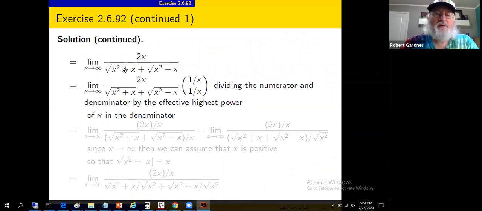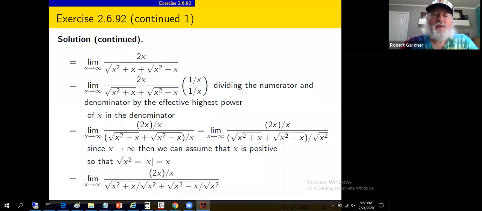Here's where we left off. It's a similar argument to what we had before. You get the square root of x squared plus some smaller stuff. I say x to the 1 is effectively what we have in the denominator. The highest power of x in the denominator, the effective highest power, is x to the 1. So let's divide numerator and denominator by x to the 1 power. Okay, if we get division by 0, then I've had a bad idea.